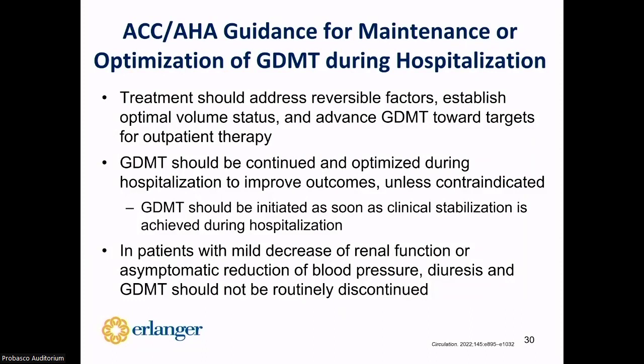So what do our guidelines say? The AHA guidelines recommend that we should treat any reversible causes of acute decompensated heart failure, establish our optimal volume status, and advance all of our agents toward those target doses. They suggest that we should continue unless contraindicated, and you should initiate as soon as possible once the patient is stabilized. And with patients who have mild decreases in their renal function or asymptomatic reduction of blood pressure, they don't recommend that we routinely discontinue patients' oral GDMT. However, their recommendations are very vague. So we'll continue to go through some of the primary literature in this presentation to dive into what really made these recommendations.